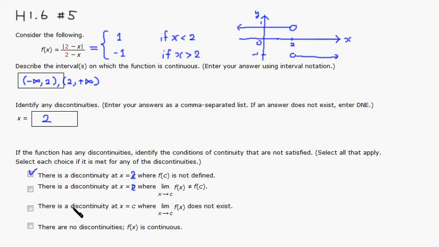The second one: there is a discontinuity at x equals 2 where the limit of f of x as x approaches 2 does not exist. So this applies to our situation, because coming from the left the limit is going to be 1, and coming from the right the limit is going to be negative 1. So the one-sided limits give different values. Therefore, the regular limit does not exist. So this applies. Last one, there are no discontinuities, so that last one doesn't apply. All right, I hope that this was clear.